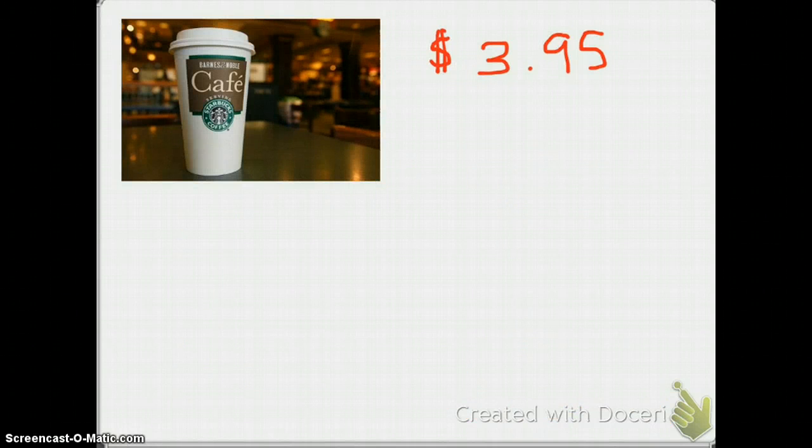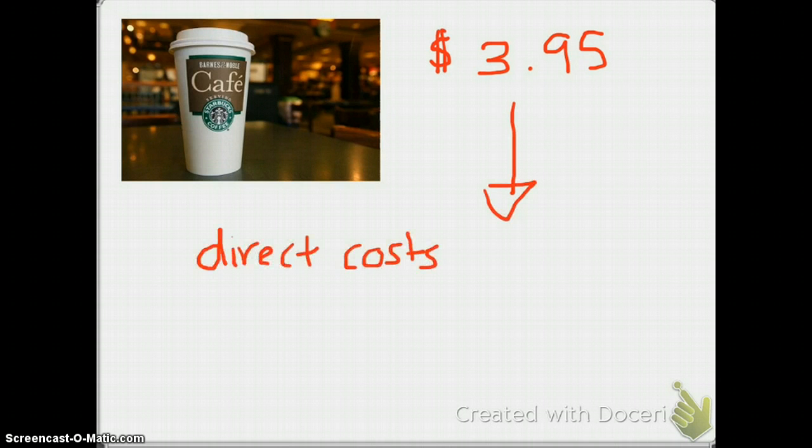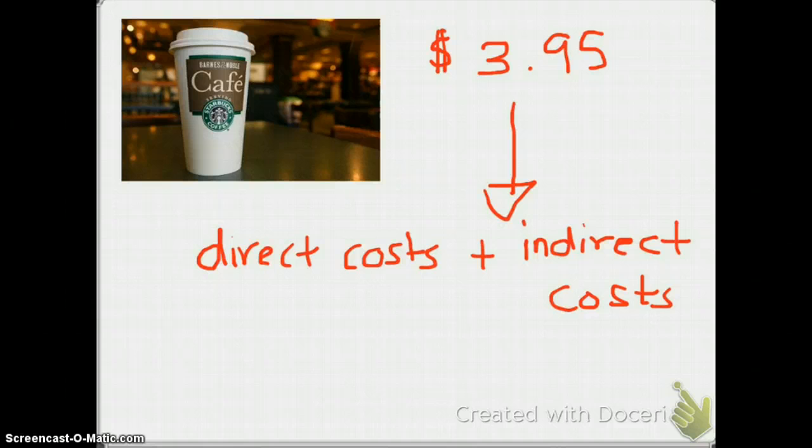So let's say you walked into Starbucks and bought a tall caramel ribbon crunch frappuccino for $3.95. You are paying for direct costs such as the coffee, the ice, the cup, the lid, and so on and so forth. Plus, you're also paying for indirect costs such as the CEO's salary. That $3.95 you pay for that cup of frappuccino has all your direct costs, indirect costs, plus a markup. Markup is the profit Starbucks earns when they sell you that cup of coffee.